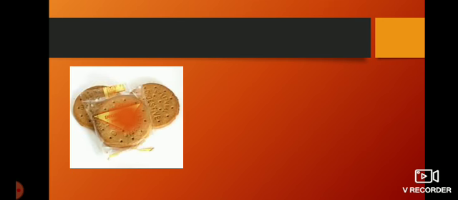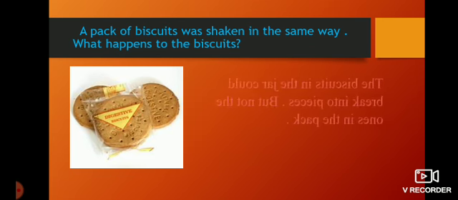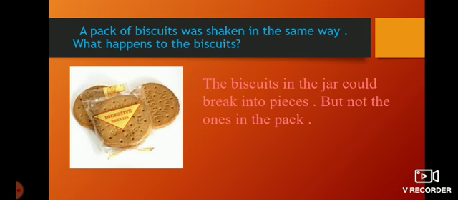In the same way, if you are given a pack of biscuits, and the pack was shaken in the same way, what happened to the biscuits? The biscuits in the jar could break into pieces, as we have seen in the first slide, but not once in the pack. If we take biscuits in a pack, it will not break down. So same as, let us see about our body parts.